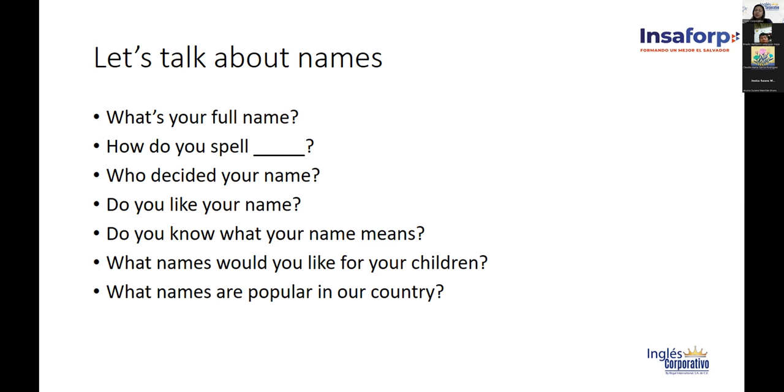What names would you like for your children? ¿Qué nombres te gustaría para tus hijos? Or if you have children, what names do your children have? Or what are your children's names? What names are popular in our country? So you will work in groups and you are going to discuss these questions, okay?